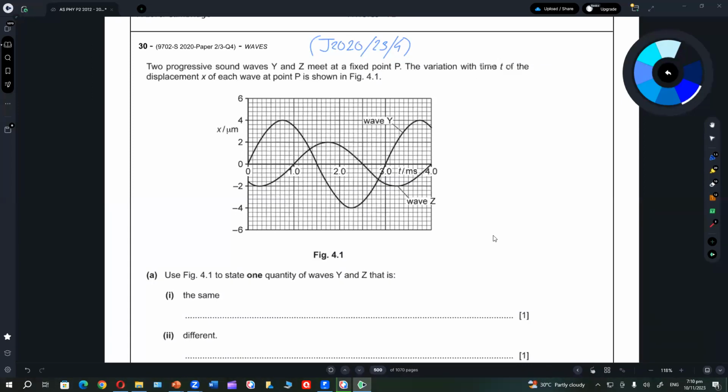Two progressive sound waves Y and Z meet. So when they say meet, it means that it's some type of superposition. The variation with time of the displacement of each wave at point P is shown. Use figure 4.1 to state one quantity of waves Y and Z. Read the question, please.